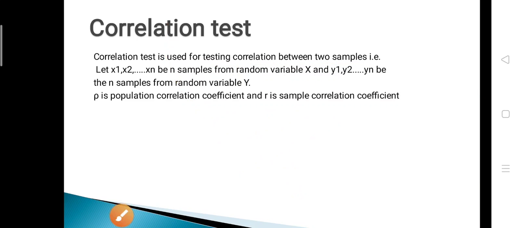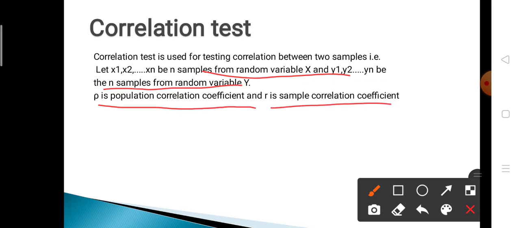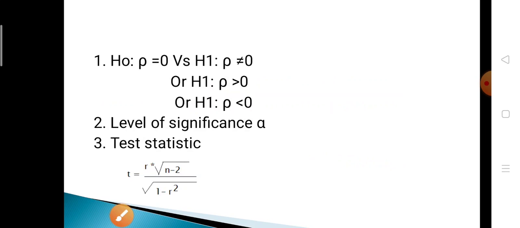Let x1, x2, ..., xn be the n samples from the random variable x and y1, y2, ..., yn be the n samples from the random variable y. Let rho be the population correlation coefficient and r the sample correlation coefficient. These are the notations: rho is for the population correlation coefficient and r is the sample correlation coefficient.